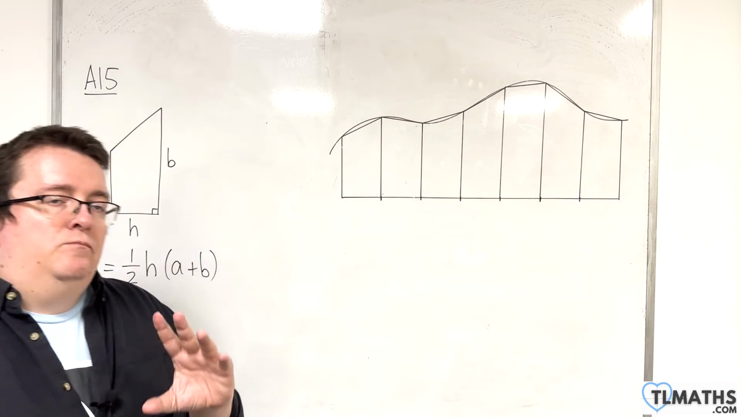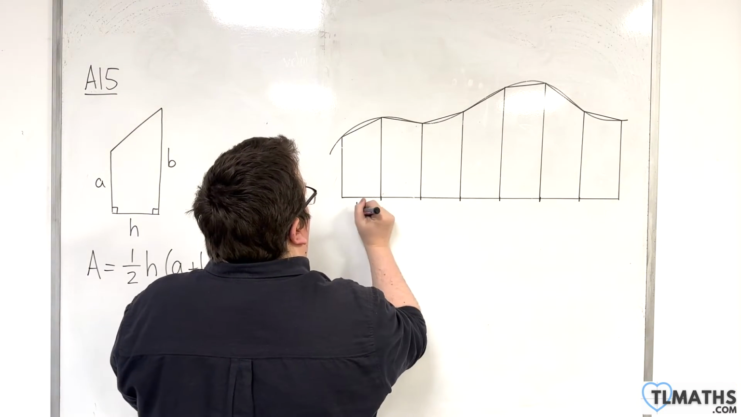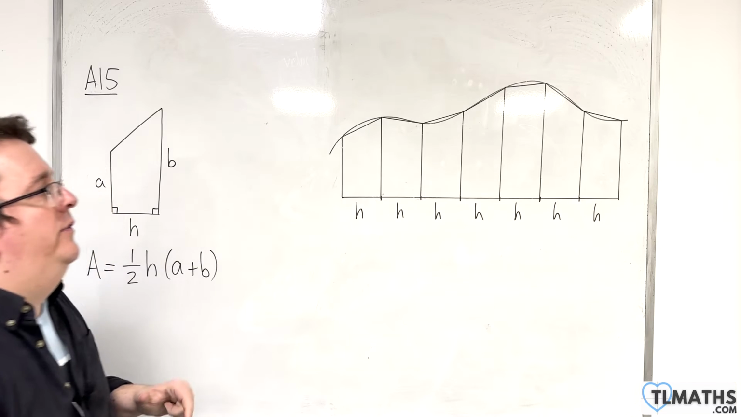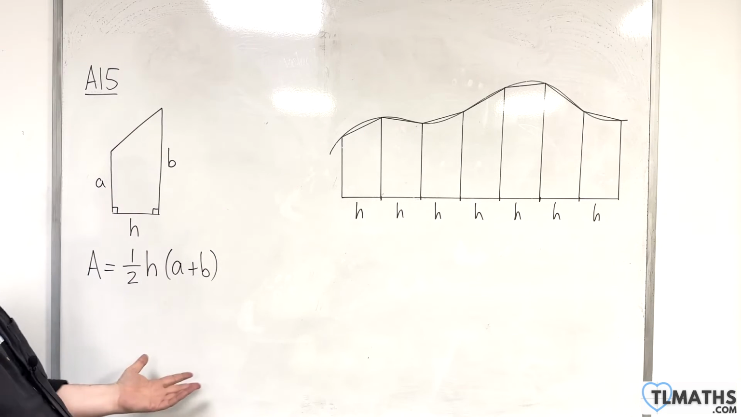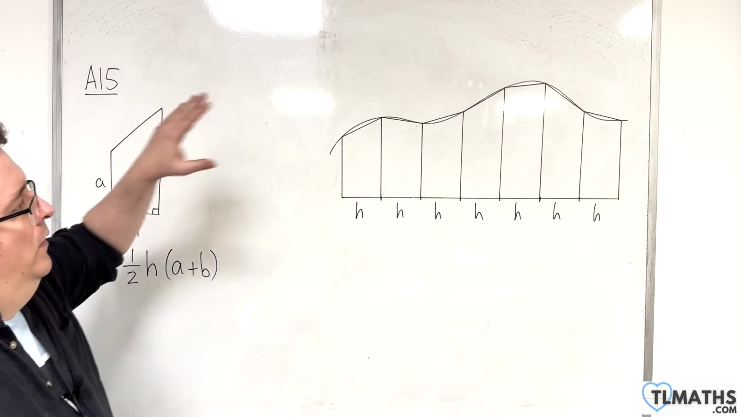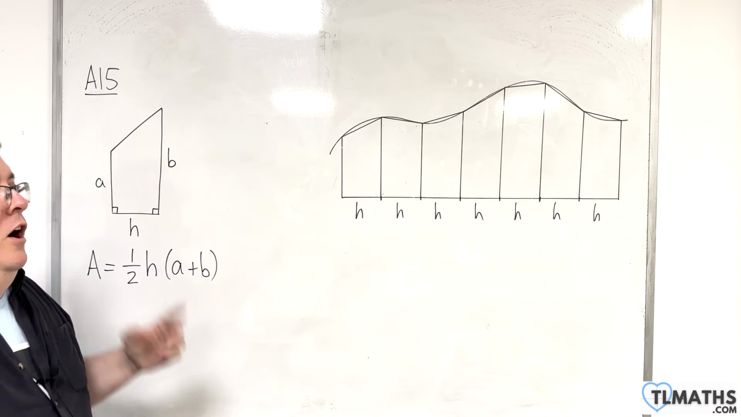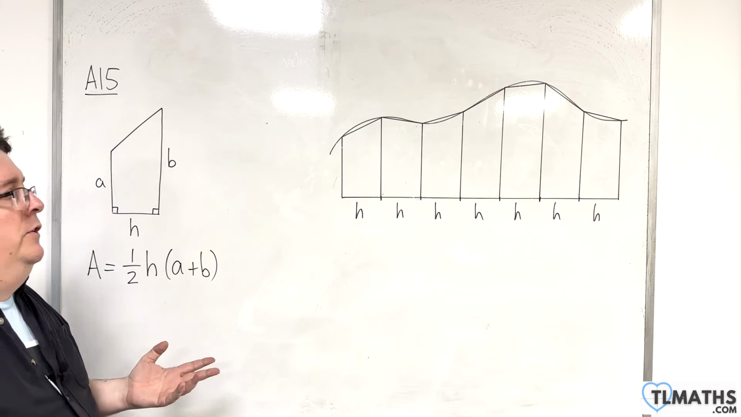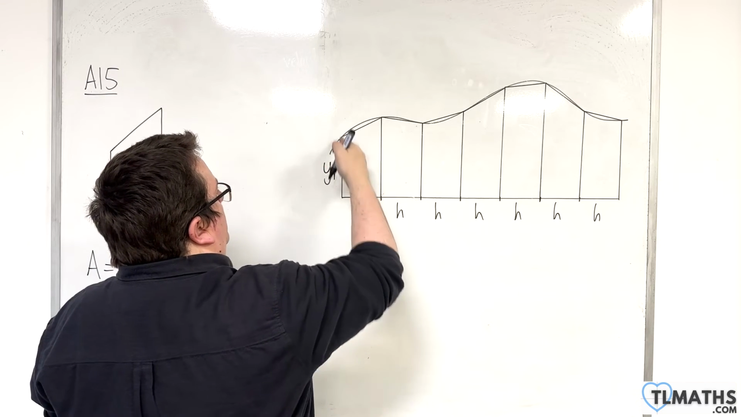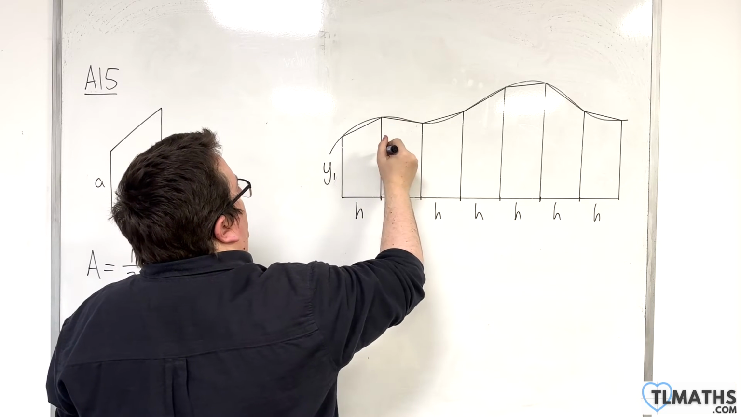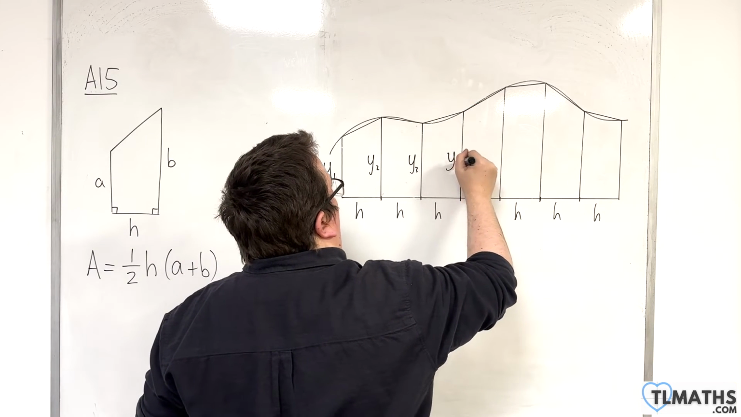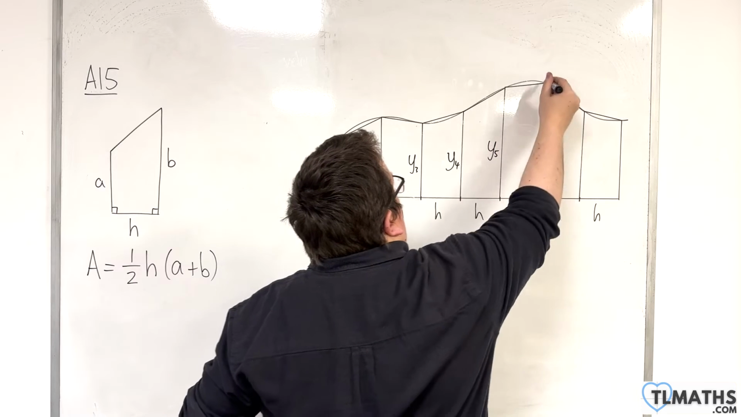So the key bit here is that each of the gaps here is exactly the same width. So each of your trapezia have exactly the same width, and let's label those h's. Okay? Now, the heights of each one I'm going to need to label, okay? So let's say I start with this height here, and I'm going to call that y1. So that's y1. And then this one is going to be y2, and then that one's going to be y3, then that one's y4, then that one's y5, then that one's y6.